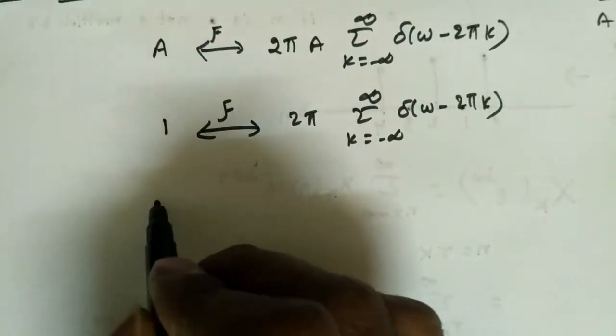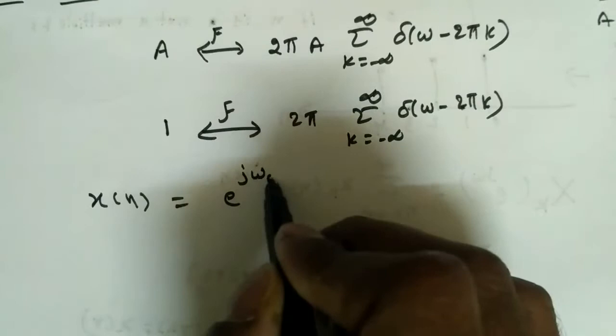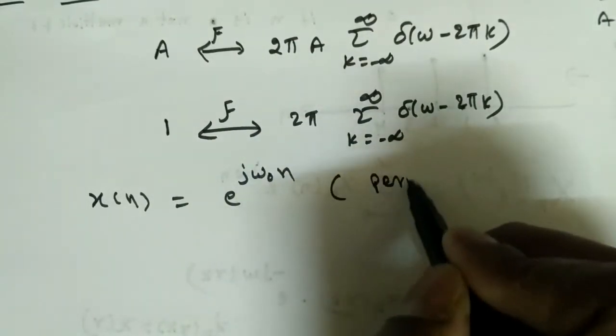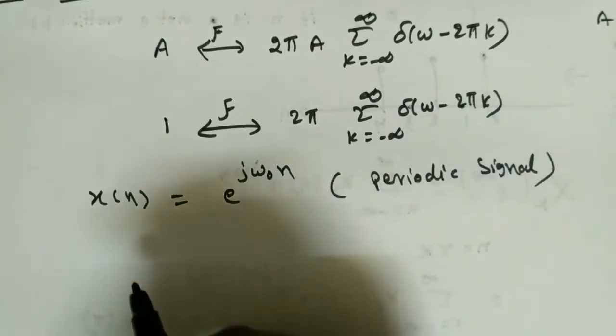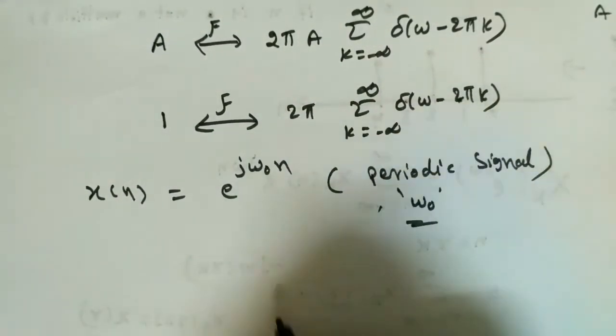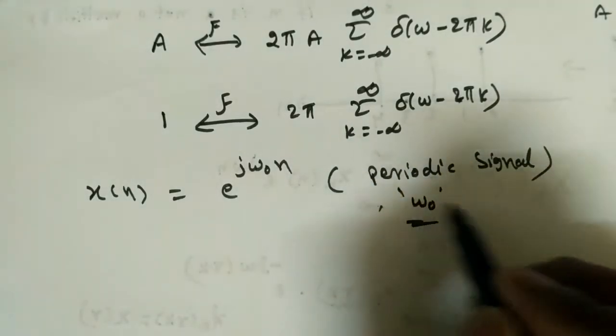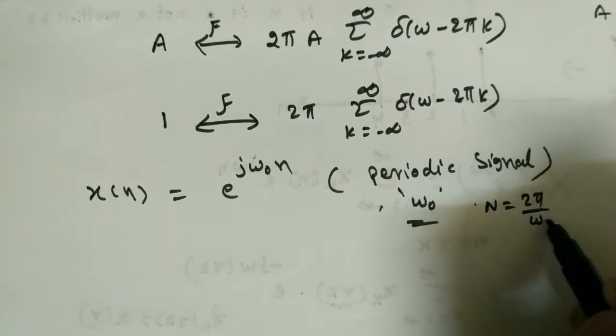Now suppose I consider x of n equal to e power j omega naught n. So it's a periodic signal with a fundamental frequency. What is the fundamental frequency? Omega naught, right? This is the fundamental frequency. If I need the time period, it will be n equal to 2 pi by omega naught.